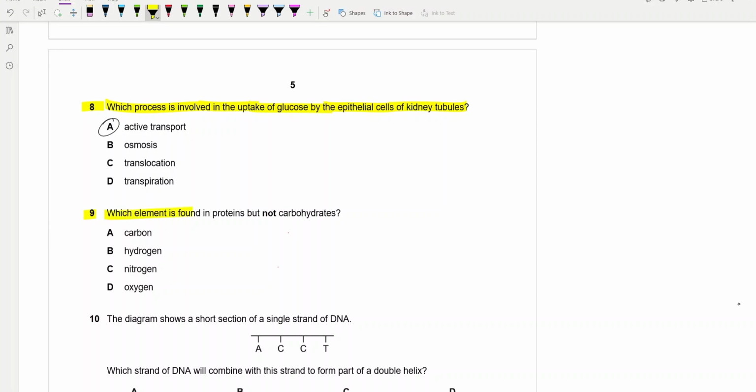Question number 9. Which element is found in proteins but not in carbohydrates? The elements found in carbohydrates are carbon, hydrogen, and oxygen. Elements found in protein are nitrogen, carbon, hydrogen, and oxygen. So the correct option would be option C.